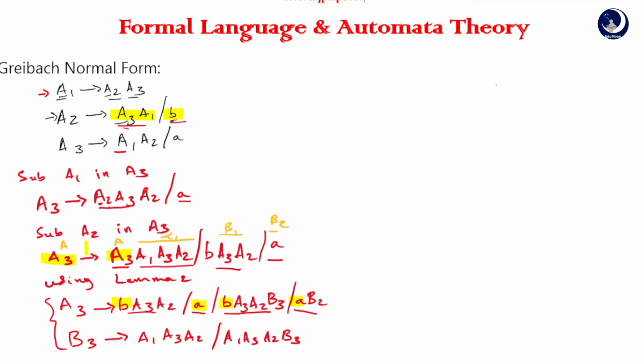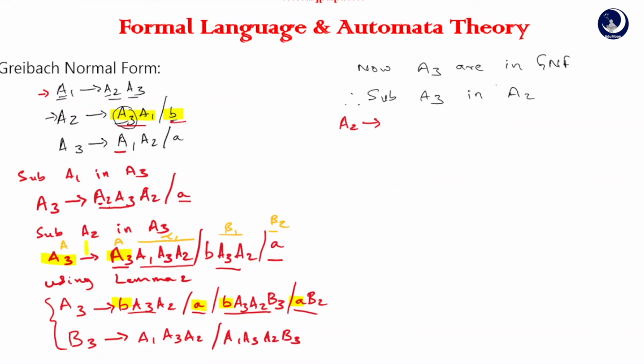So now we can consider that all the production rules of A3 are in GNF. So we can substitute A3 in A2, because you can see the A2 starting variable is A3. So all the productions of A2 will also be in GNF after substituting A3 in A2.